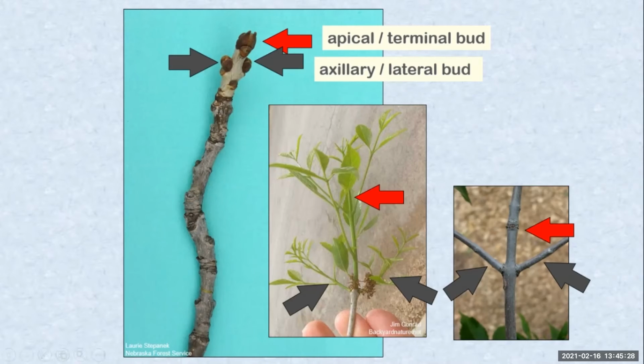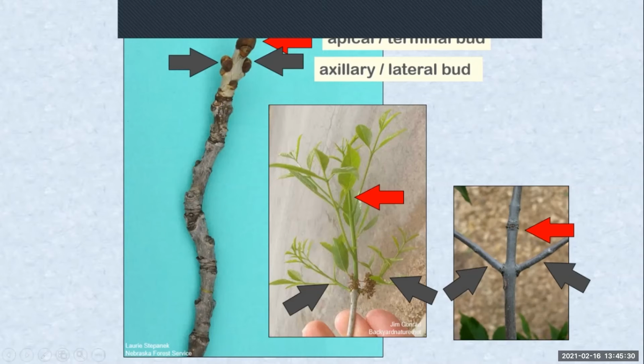So these buds, when they open up, they are actually producing the stem tissue, and on that stem tissue, you have your leaves. So you've got a shoot coming out, and that shoot is going to become your stem, your twig, and it's going to have those leaves attached to it.